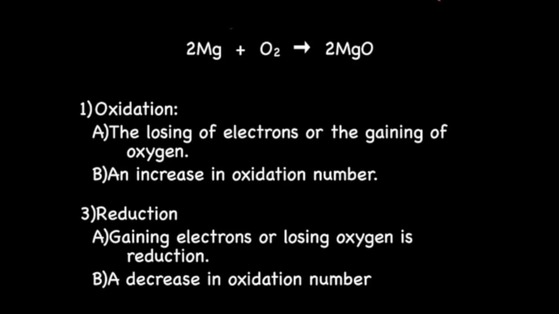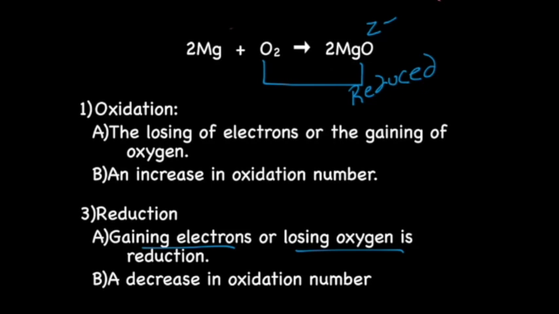Okay, next up, reduction. Reduction is the gaining of electrons or the losing of oxygen. So let's go to our example and look at oxygen. Oxygen on the reactant side is a free atom. On the product side, however, oxygen is hooked up with magnesium in an ionic bond. We know its charge is 2-, meaning that it gained 2 electrons, and gaining electrons is reduction. That means oxygen was reduced.